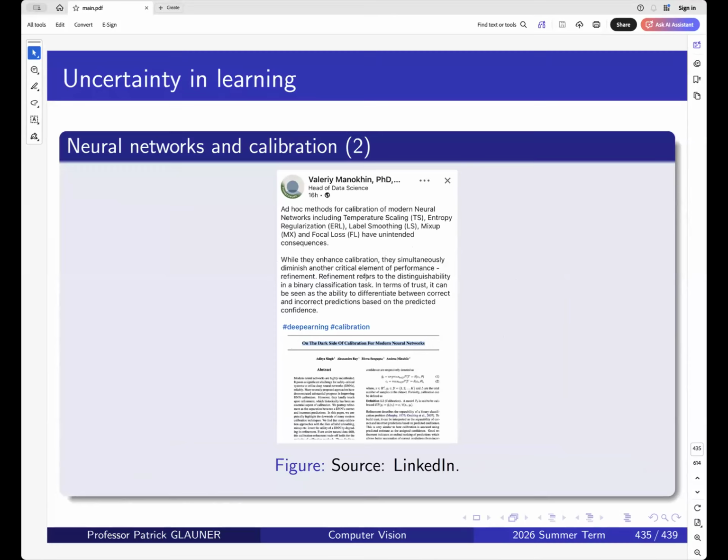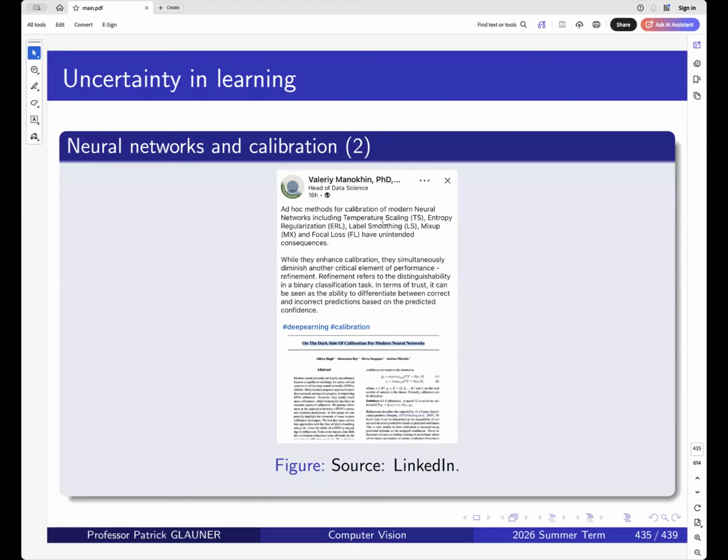If we calibrate certain deep learning models, we actually diminish their refinement. And what is refinement? Refinement refers to the fact that when we have binary classification tasks, we can still distinguish. In terms of trust, this is an ability to differentiate between correct and incorrect predictions based on the predicted confidence.